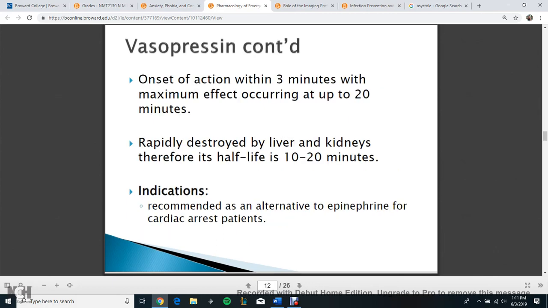Onset of action within 3 minutes, with maximum effect occurring at up to 20 minutes. Rapidly destroyed by the liver and kidneys, therefore its half-life is 10 to 20 minutes. Indications: recommended as an alternative to epinephrine for cardiac arrest patients.